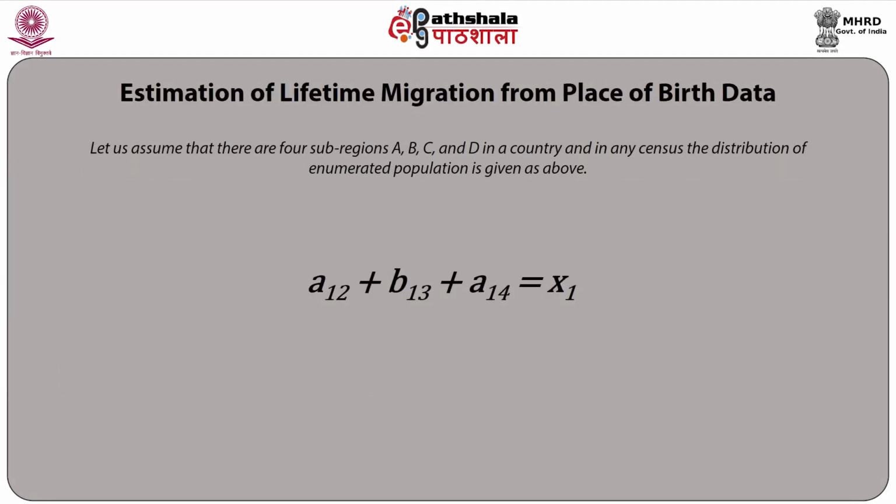Let us assume that there are 4 subregions A, B, C, and D in a country, and in any census the distribution of the enumerated population is as shown. In the classification, the sum along the row values except the diagonal elements gives the out-migrants from the regions, and the sum of entries in any column excluding diagonal elements would give the in-migrants to the region.